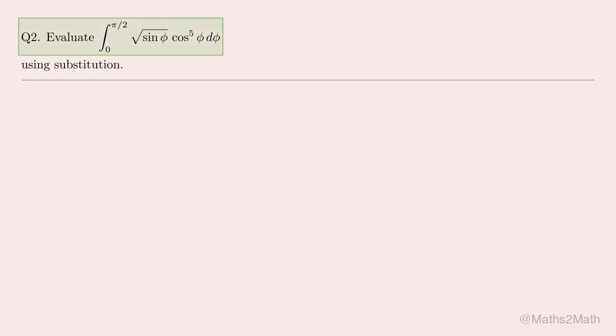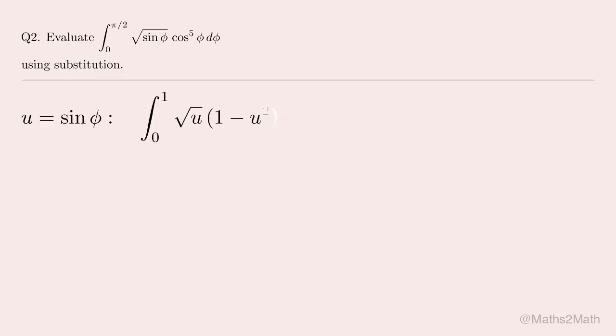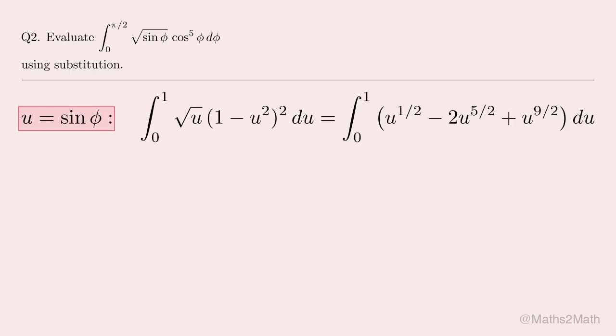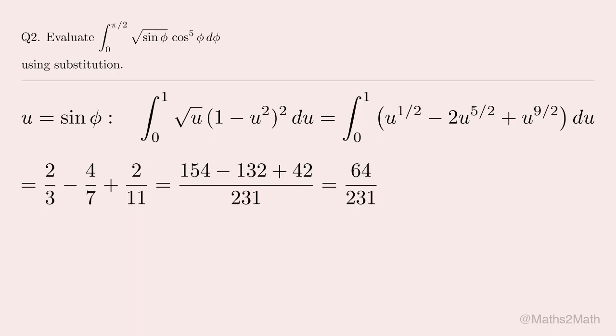Question 2. A root of sine against cosine to the fifth. Peel 1 cosine for du, convert the rest. U equals sine phi. Cosine to the fourth becomes 1 minus u squared, squared. Limits become 0 to 1. Integrate the 3 powers. 2/3 minus 4/7 plus 2/11, which is 64 over 231.